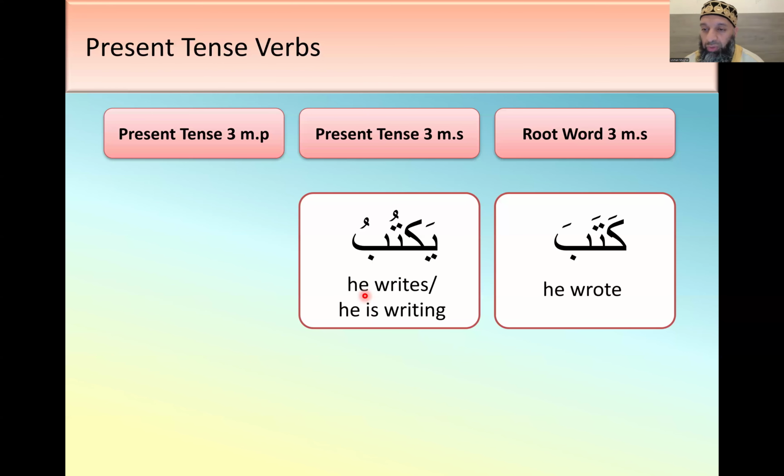We'll go through the table later. There's a table. Yes, that's a good observation. Okay. We'll go through the table. I'm just showing you the examples right now.